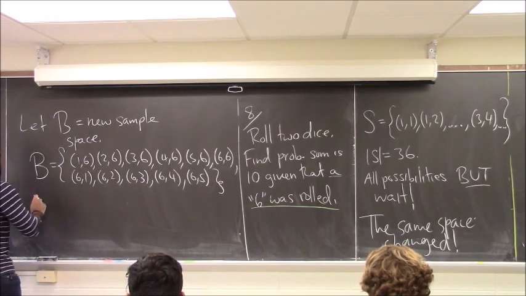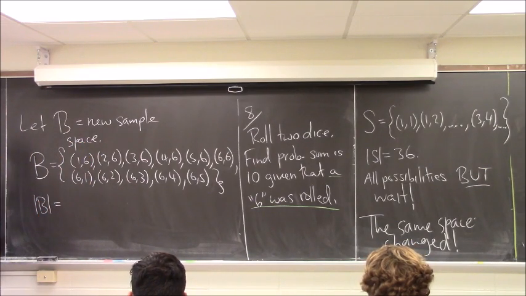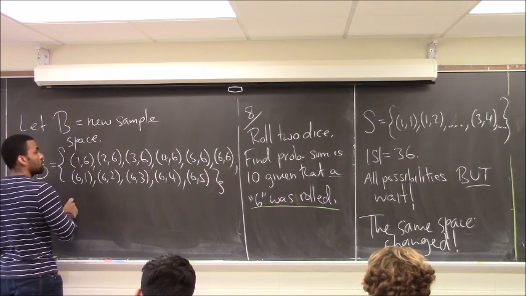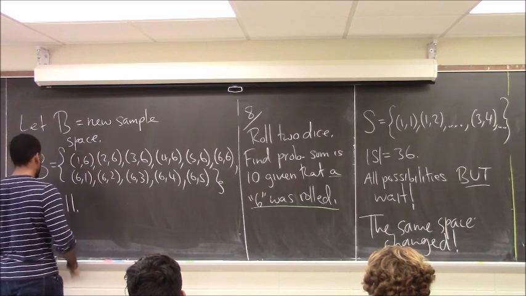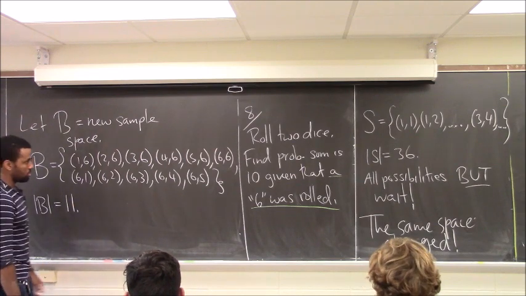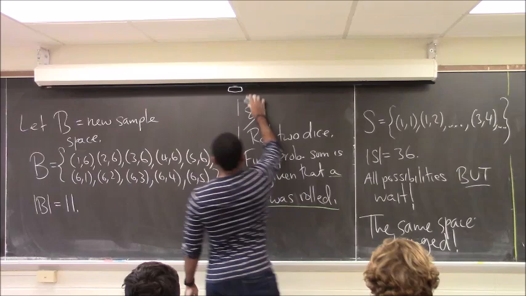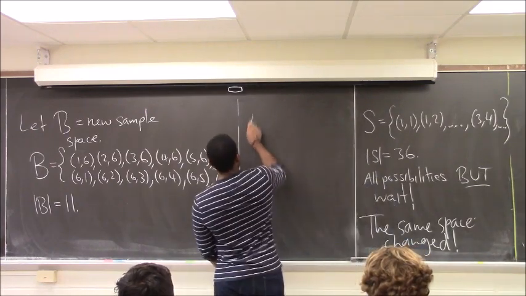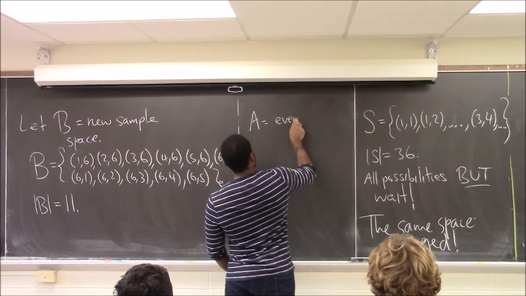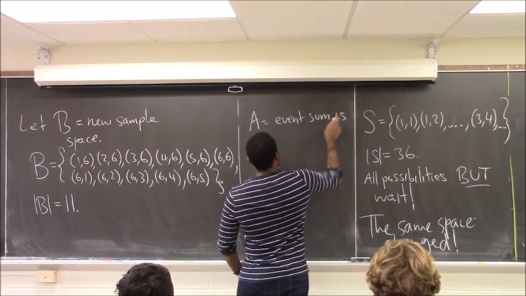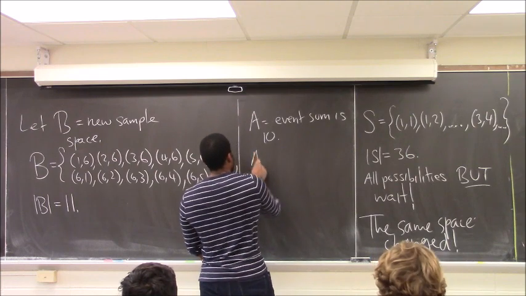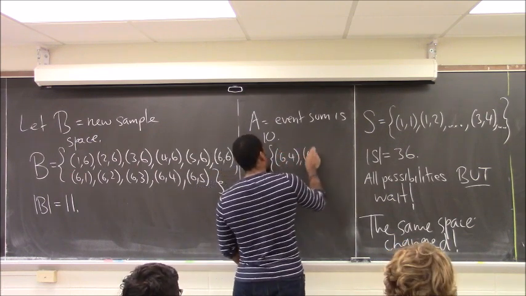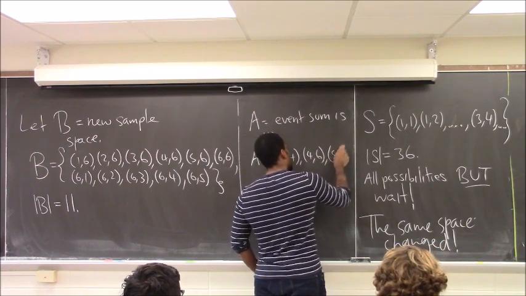Now you'll notice that the size of B is equal to, how many things is that? 11. Now, if I said A equals the event sum is 10, A would be the set 6 and 4, 4 and 6, 5 and 5.